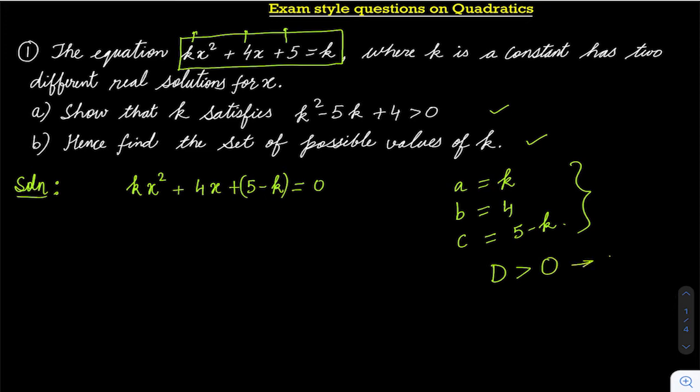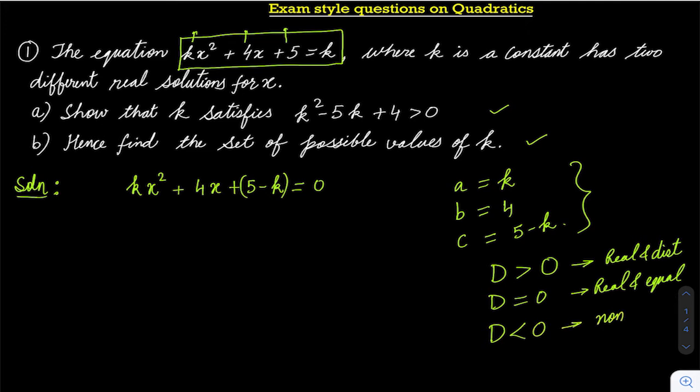So when d is greater than 0, we have real and distinct solutions. When d is equal to 0, we can say that my solutions will be real and equal. And when my d is less than 0, that is my discriminant is less than 0, then my roots are non-real and obviously distinct.